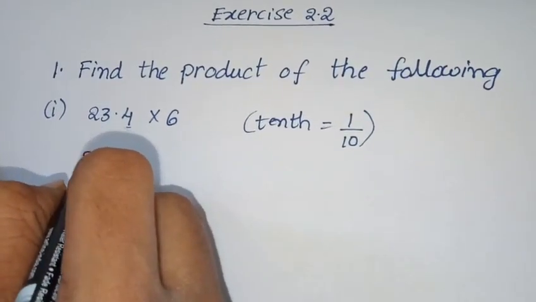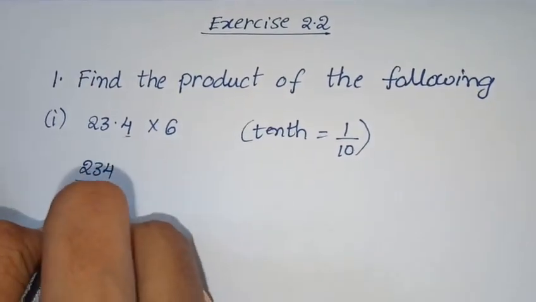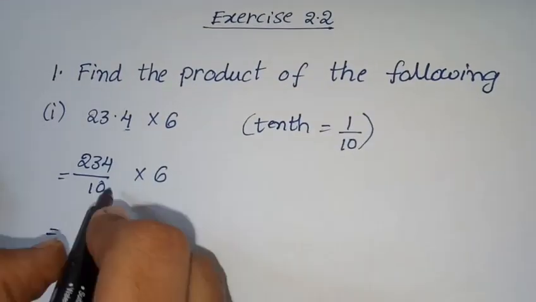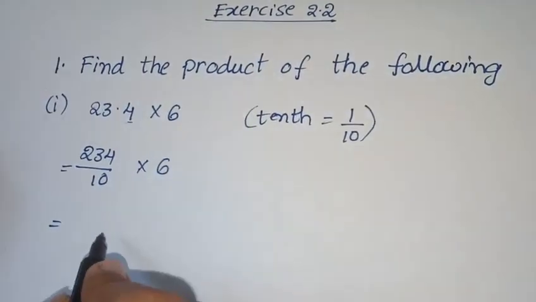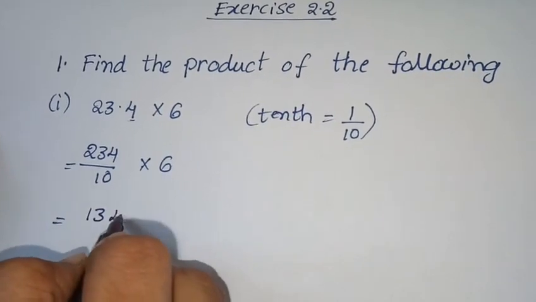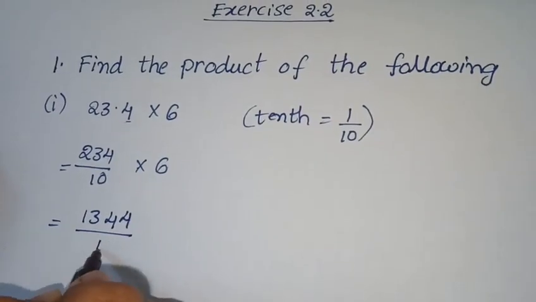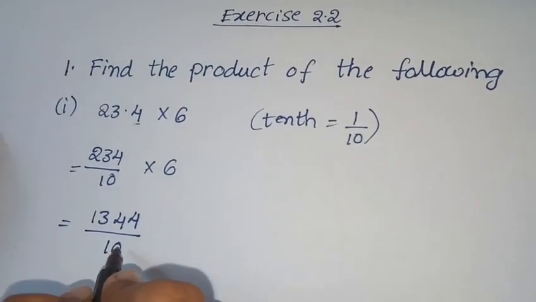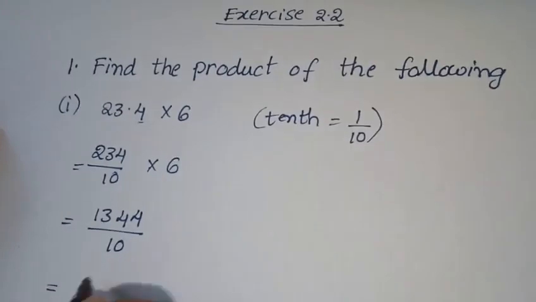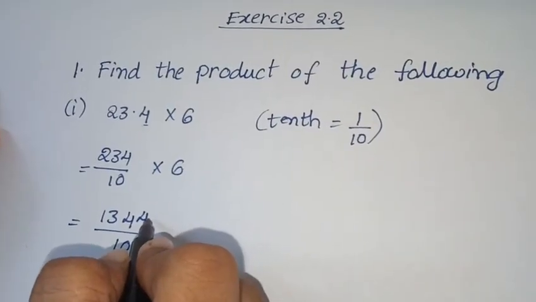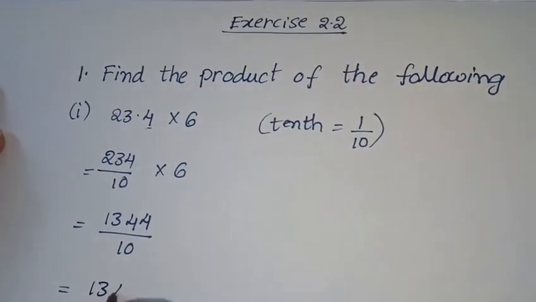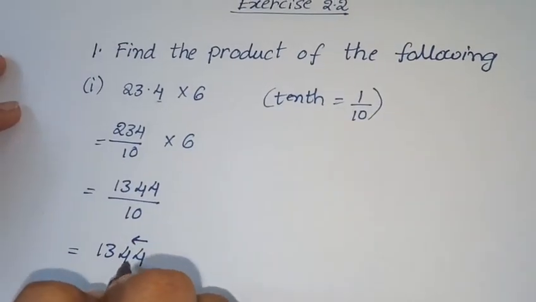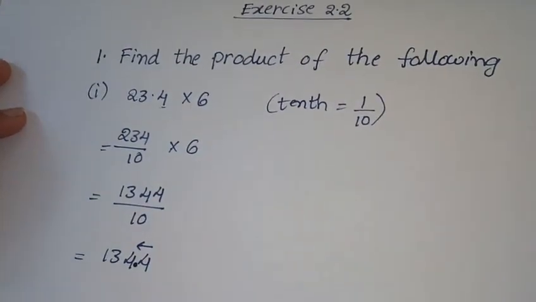So remove the decimal point and write 234 by 10 into 6. So 234 into 6, multiply, you will get 1344 by 10. In the denominator 10, the number of zeros is only 1. So from the right side, move only one digit to the left. So 1344, from the right side move one digit left, so that is 134.4, our final answer.